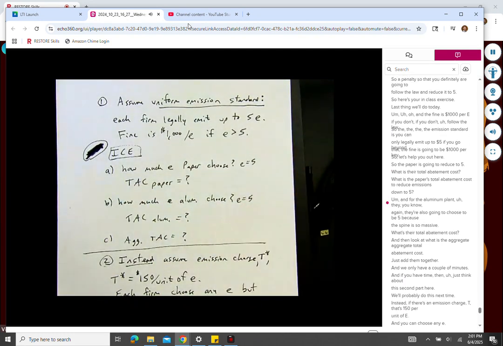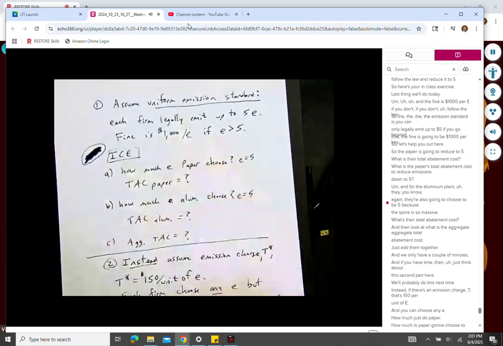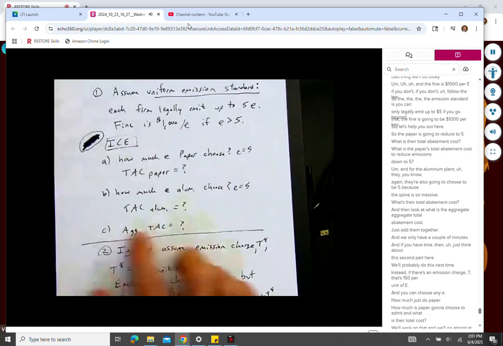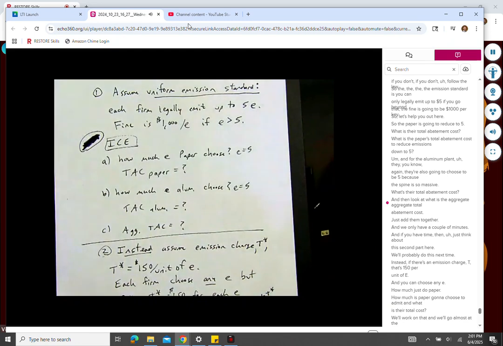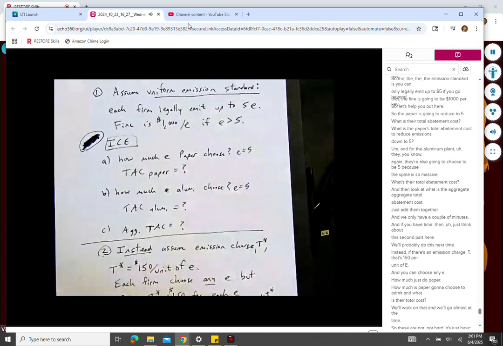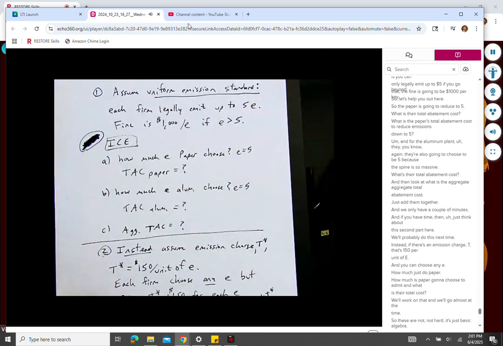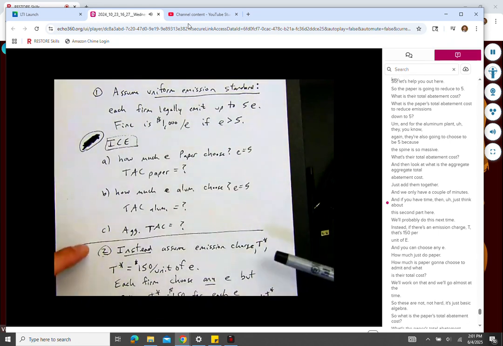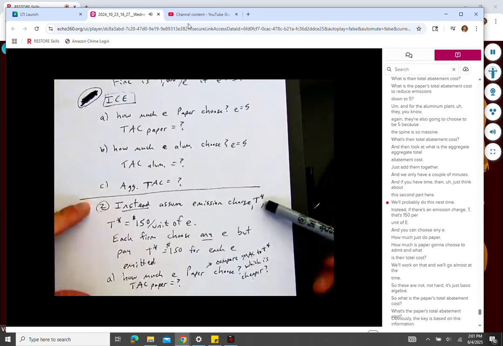And for the aluminum plant, they're also going to choose 5 because this fine is so massive. What's their total abatement cost? And then look at the aggregate total abatement cost. Just add them together. We only have a couple of minutes, and if you have time, think about this second part here. We'll probably do this next time.